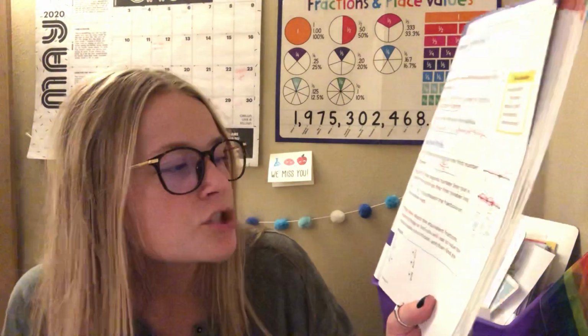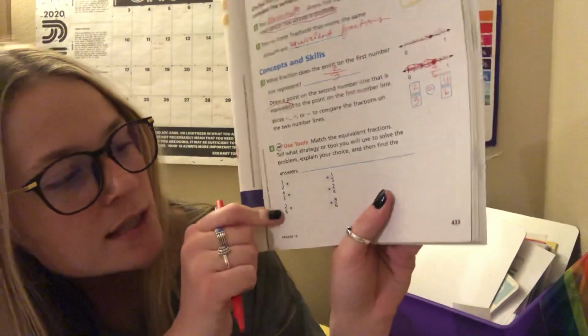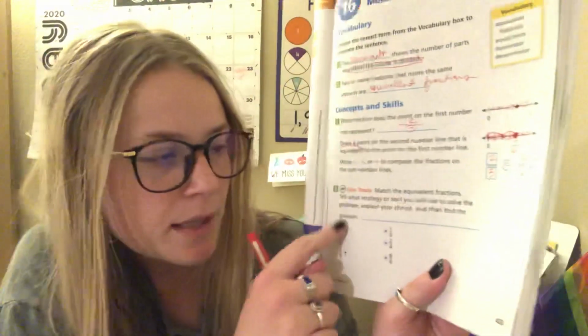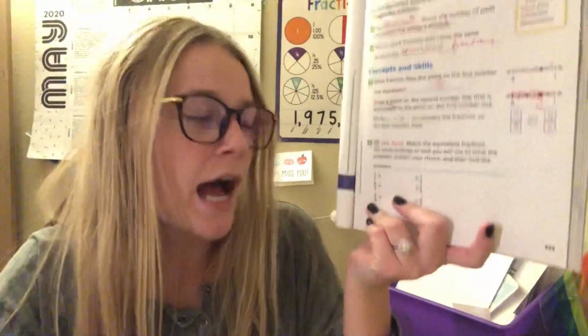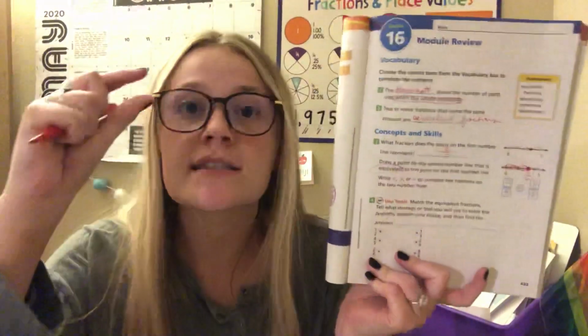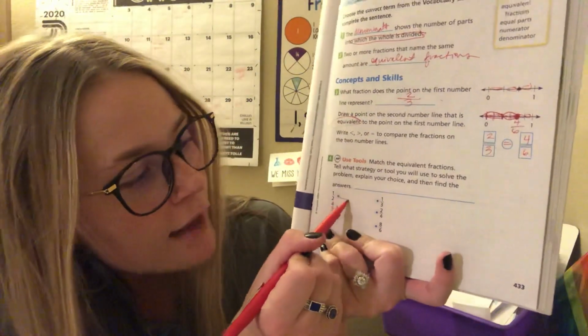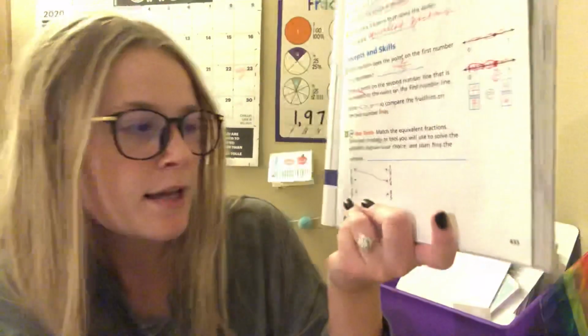Okay, number 4 says match the equivalent fractions. Tell what strategy or tool you will use to solve the problem, explain your choice, and then find the answers. So on this side we have 1/2, 4/3, 2/6. So I'm going to match them over to 1/3, 2/4, and 8/6. So for the first one, 1/2, I'm going to look for numbers where the numerator is half of the denominator, and that would be 2/4. So 1/2 is equivalent to 2/4.